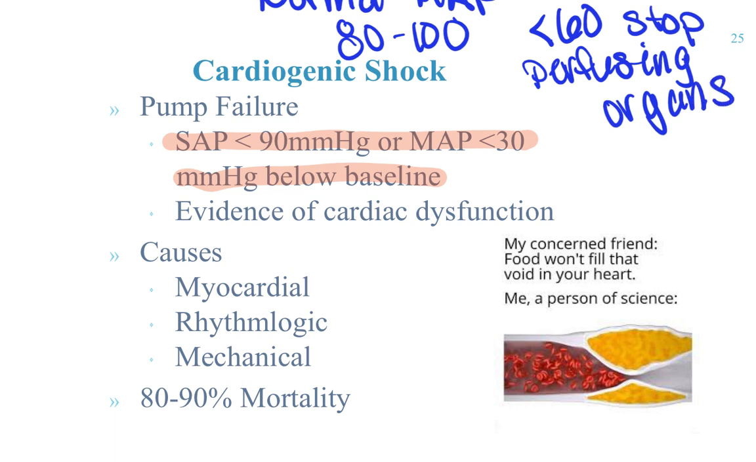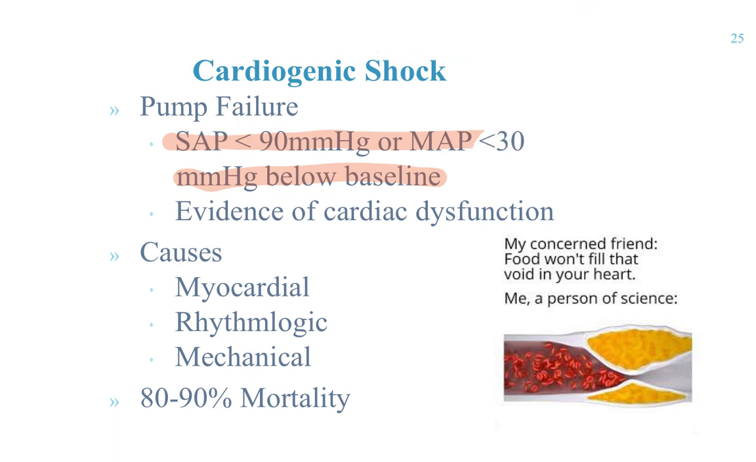So if our patient has a baseline MAP of 90 and they are at 60 millimeters of mercury for their MAP, they're in trouble. That's when we know they're going into cardiogenic shock. Along with that, they need to have evidence of cardiac dysfunction. Some causes of cardiogenic shock: myocardial infarctions can be a cause, acute coronary syndrome, and typically those can be a preemptive cause to cardiogenic shock.